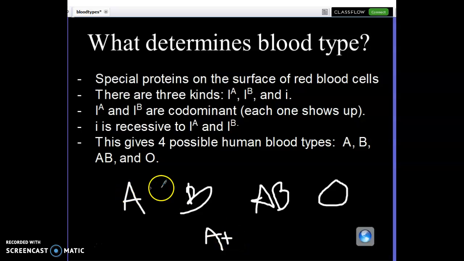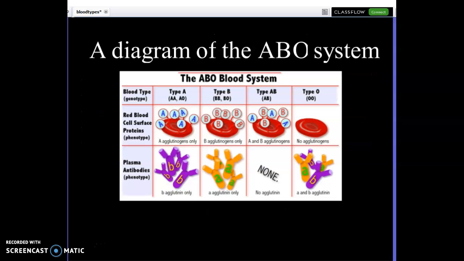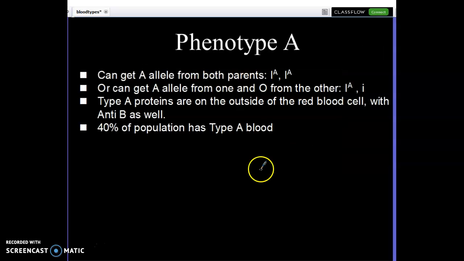Okay, so A and B are the dominant ones. O is the only recessive one, and I want you to think of O as a 0. They have no proteins on the outside of their red blood cells. So that's where our four blood types come from. Okay, so here's a diagram of that. See how there's no proteins on the outside. These have both. This has B only. This has A only.